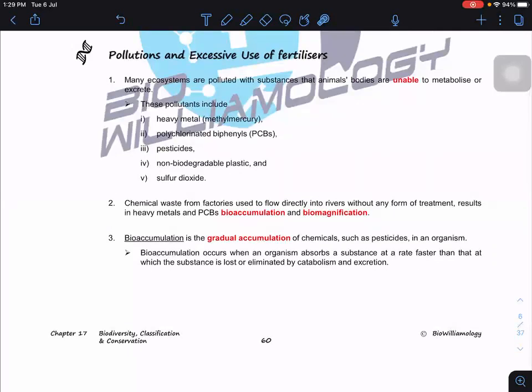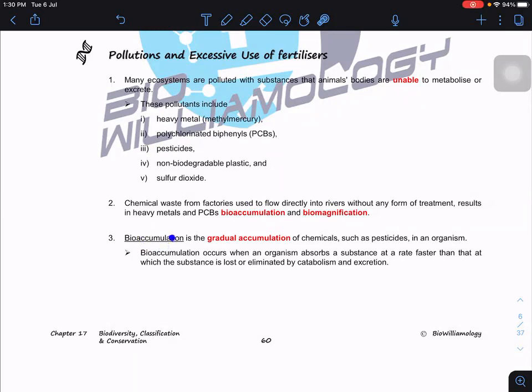We talk about pollution and excessive use of fertilizer. What are the pollutants? For example, heavy metals, PCB (polychlorinated biphenyl), pesticides, non-biodegradable plastic, and sulfur dioxide. The main problem here is bioaccumulation and also biomagnification.